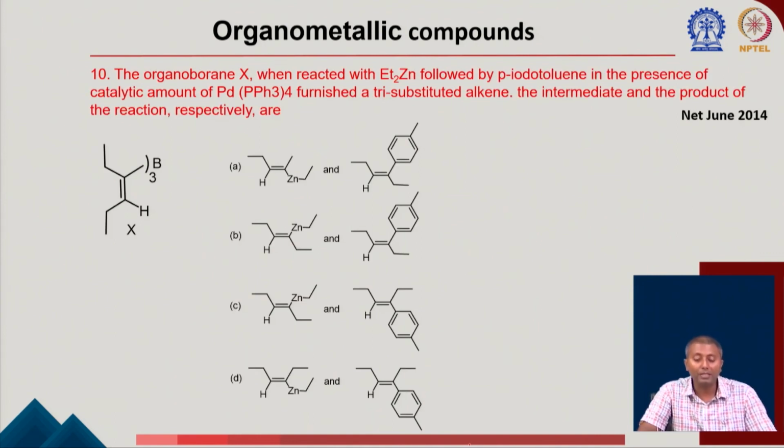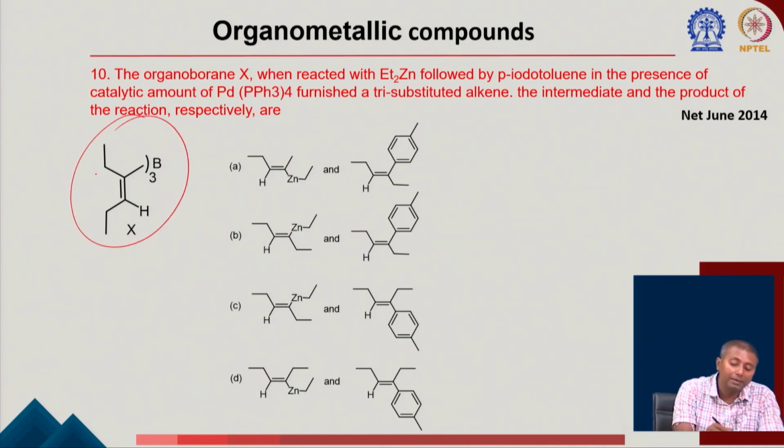The organoboron X, when reacted with diethyl zinc followed by reaction with para-iodotoluene in the presence of a catalytic amount of palladium PPh3 whole 4, furnished a trisubstituted alkene. The intermediate and the product of the reaction, respectively, are. So they are asking that if you take this one and treat with diethyl zinc, what is going to happen? That is the first thing they are asking.